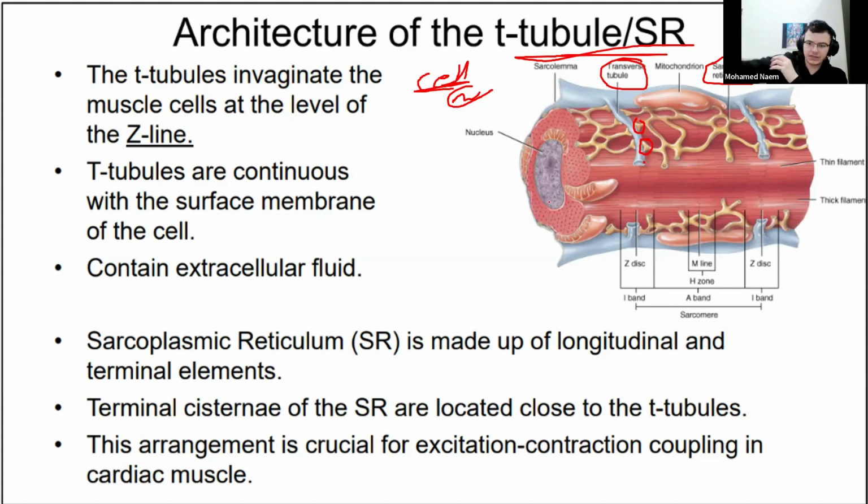It basically transverses the action potential. The action potential goes through the transverse tubule to the muscle cell, so calcium could be released from the sarcoplasmic reticulum.